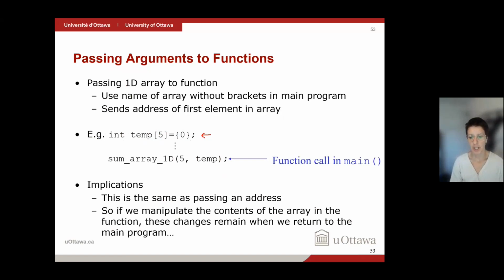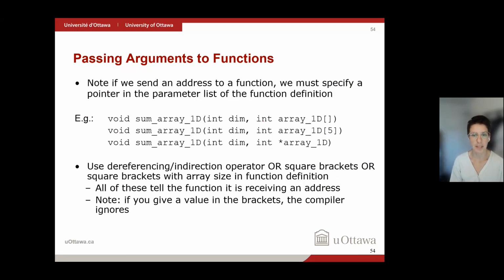So if we manipulate the contents of the array in the function using temp, then these changes will remain in memory. These changes are being made to memory, so the contents of the memory elements that hold the temp array. So they will remain when we return to the main program, and we don't have to pass anything back.